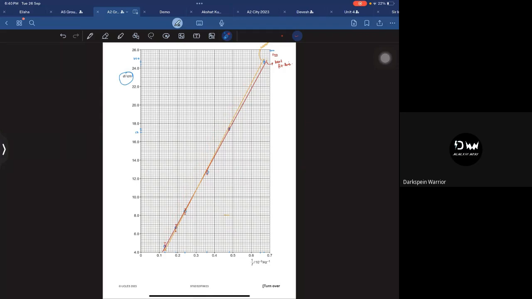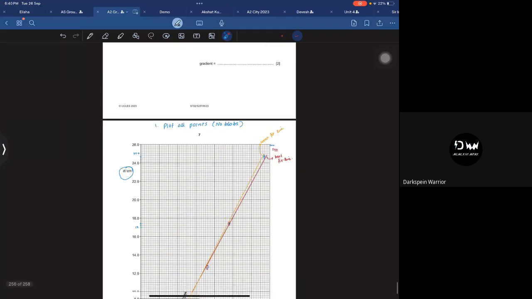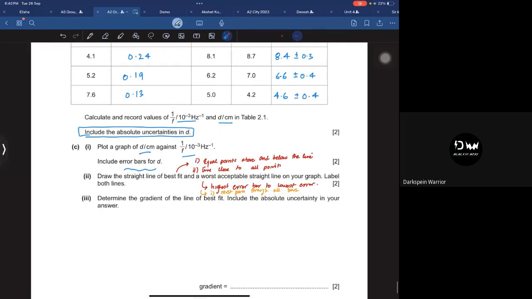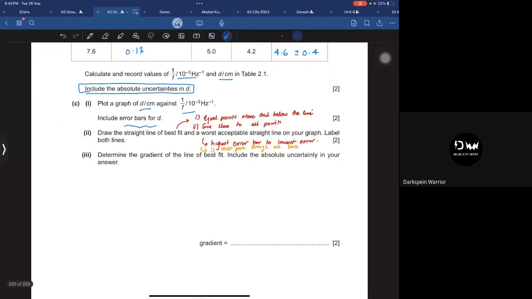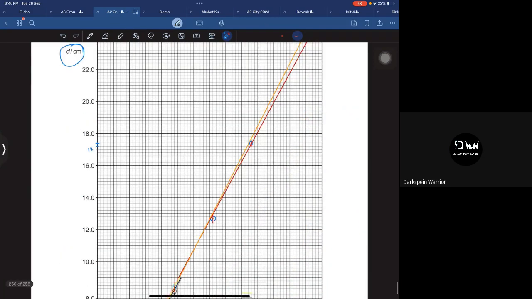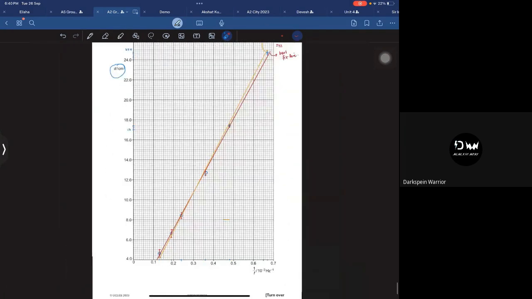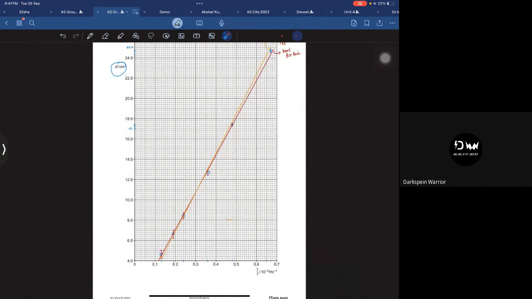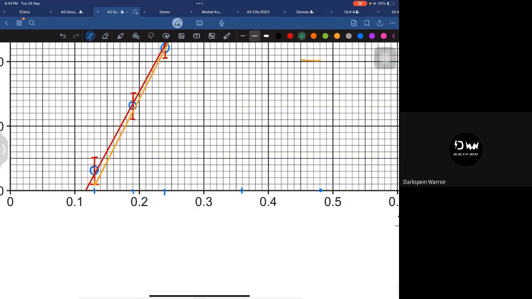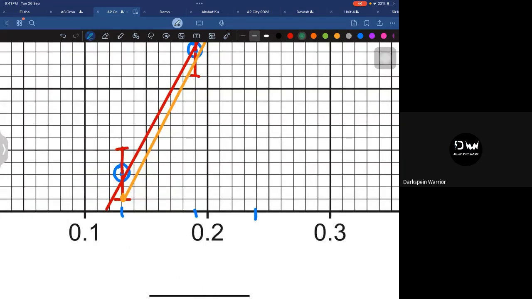Get it? Yes. Okay, so once you've done that, they would say determine the gradient of the line of best fit, and also the absolute uncertainty should be written. So first of all, we're gonna find the gradient of both lines. I'm gonna tell you why we need that, but it's very important. So the gradient rule is that when you pick points on a line, they should be far enough apart, at least 50% away from each other on the line.